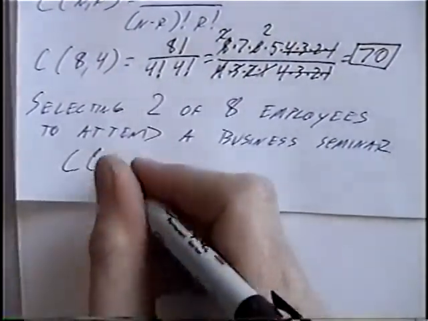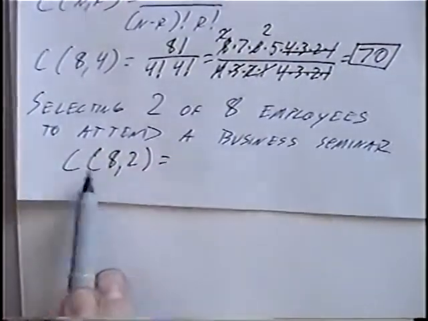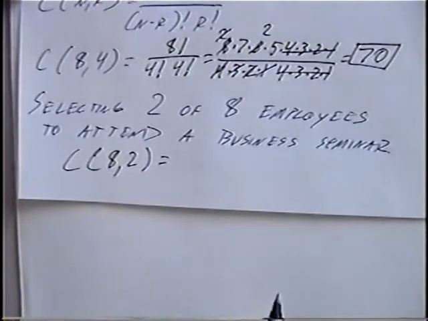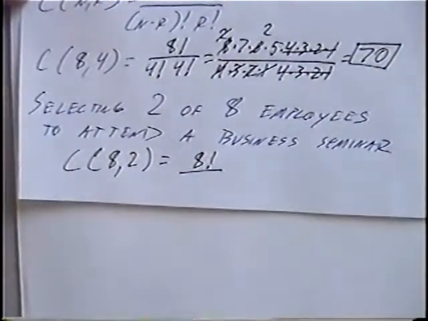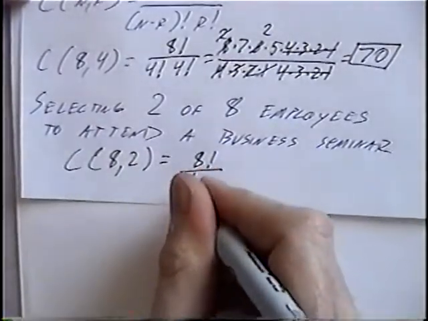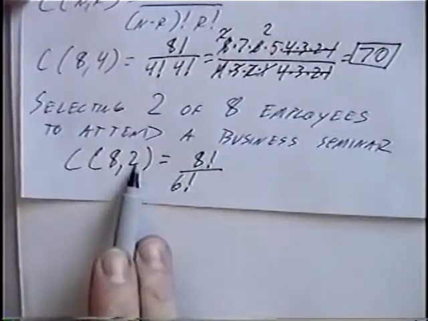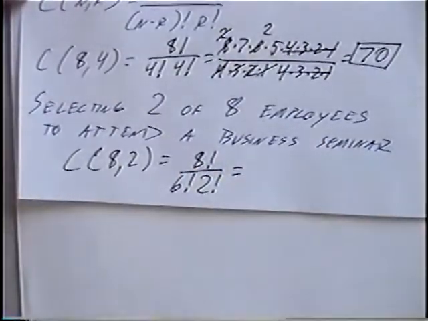Our total is 8 employees, and we're selecting 2 employees. So combination 8, 2. In this case, it would be 8 factorial in the numerator. 8 minus 2 would be 6 factorial in the denominator. And combinations have the extra factorial of 2 factorial.